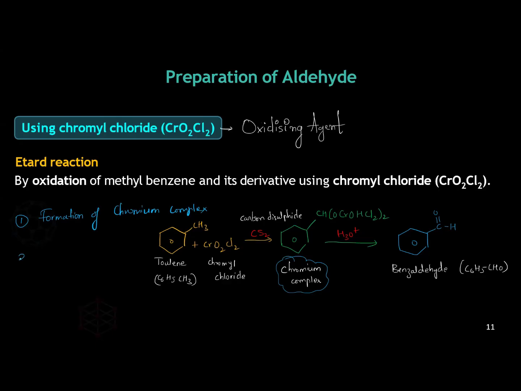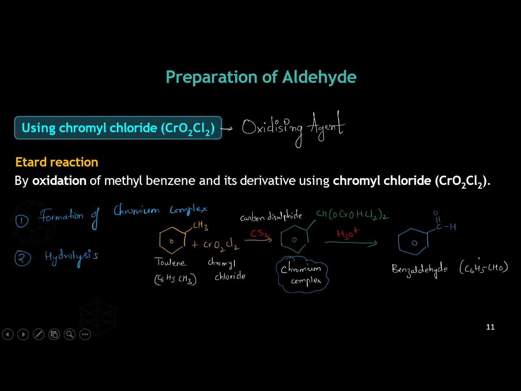The second step is hydrolysis, the same way as what we studied previously. Whatever methyl benzene is there will react with chromyl chloride in the presence of carbon disulfide and form a chromium complex. So the toluene will convert into this chromium complex. Now this is followed by hydrolysis: in the presence of water, it will be converted into benzaldehyde. That's it. You remember this much.